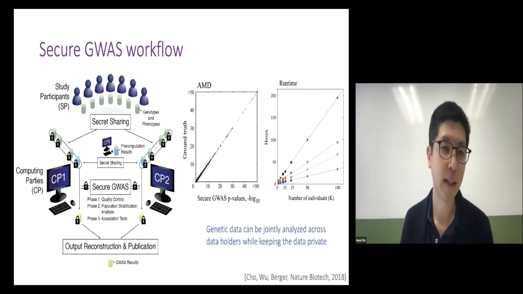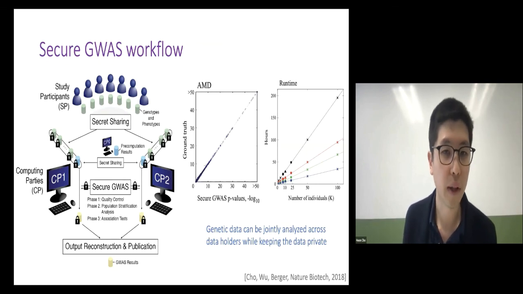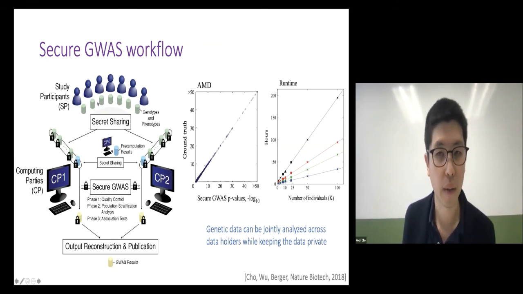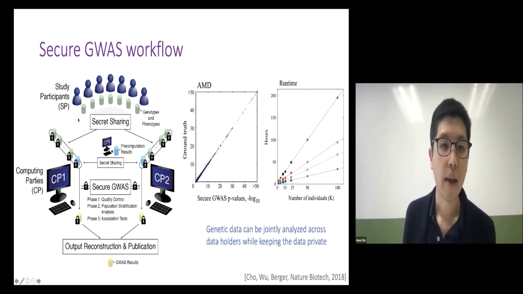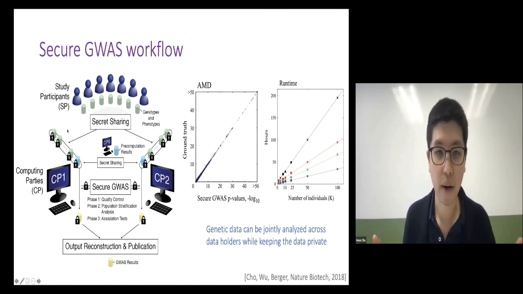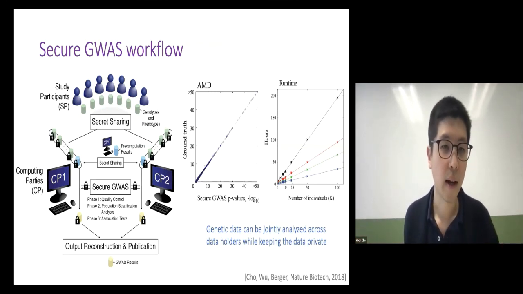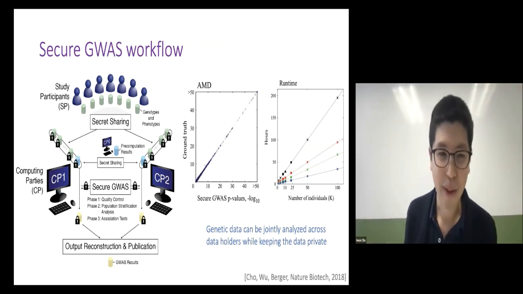So here's a little bit more detail about our secure GWAS workflow. We have a set of data holders here at the top, which can also be labs or institutions. They first secret share their data sets with a set of computing parties. And again, this is about splitting the data into multiple copies so that no one has access to the raw data while still being able to compute over them.